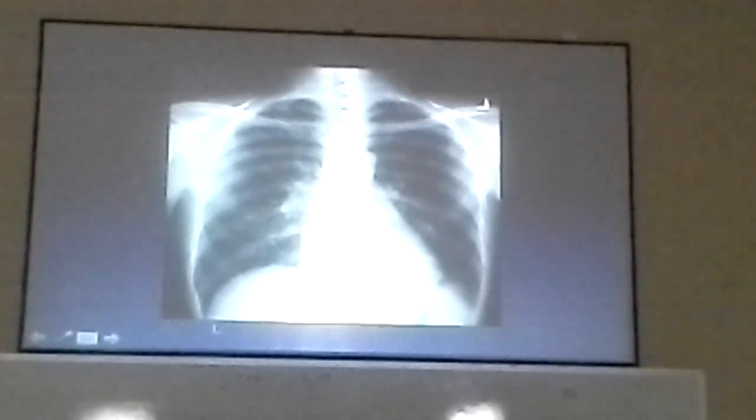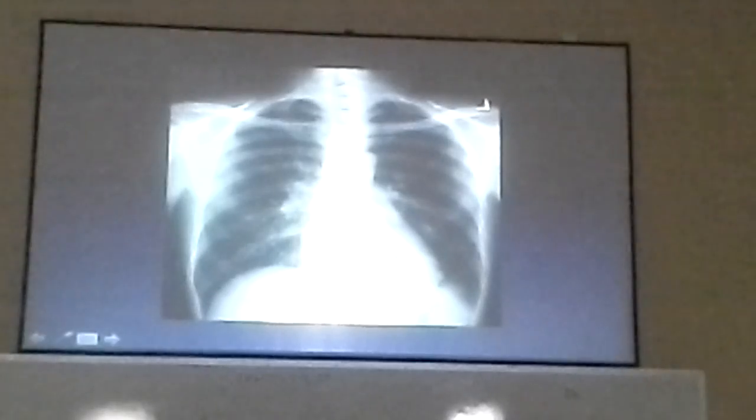Here you can see the diaphragm clearly. Here you cannot see the diaphragm. The hilum, usually I told you the left hilum is higher than the right one. The left hilum is downwards and there is increased retrocardiac density. Now tell me the diagnosis.